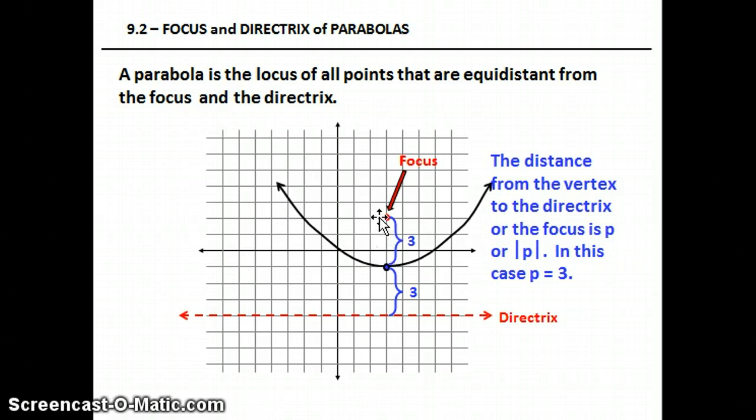Now, my drawing is probably not very close here, but one of the things that tells us is the distance from here to here, a point, the vertex, and from here to here are going to be equal. We call that p, the distance p. We can also call that the absolute value of p because it is a distance. In this case, we know that p is 3. So here's our directrix, here's our focus, our vertex lies smack in the middle.